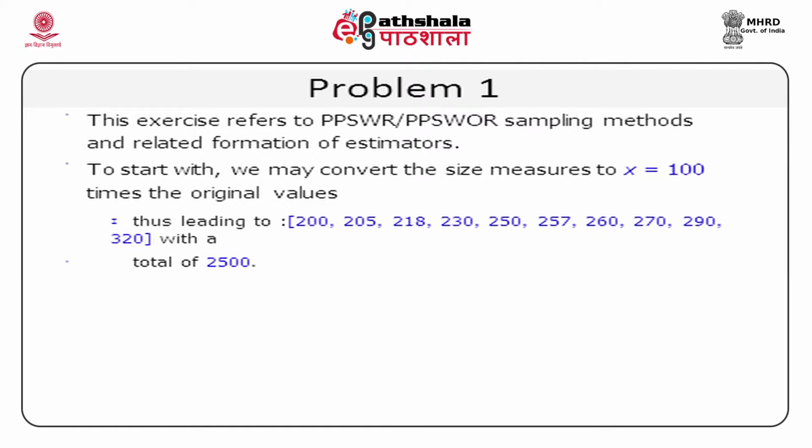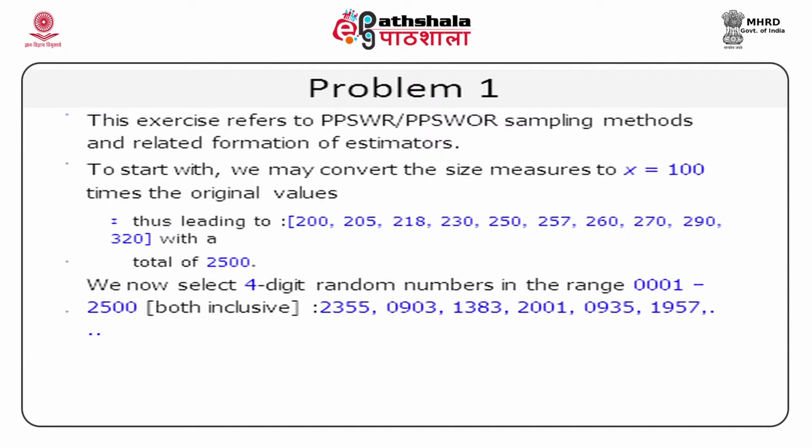To start with, because all the auxiliary size measures are like 2.0, 2.05 etc., you can multiply all of them by a suitable multiplier to make sure that you are dealing with only numbers or integers. So, that is why to start with you multiply everything by 100 to make the numbers read like 200, 205, 218 etc., with a total of 2500. Now, you select a 4-digit random number ranging between 0001 to 2500. As usual, you know the standard procedure for consulting a random number table.